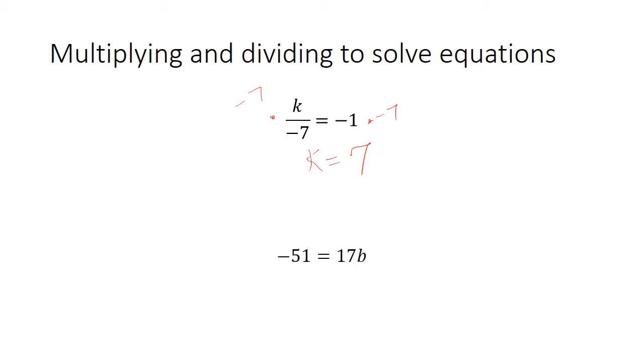Let's try one more. This time our b is over here on the right side of the equation. So we're going to need to move that 17 over, so we're going to divide by 17. Negative 51 divided by 17, we have a negative divided by a positive, which is going to give us a negative. 51 divided by 17 is going to be 3.